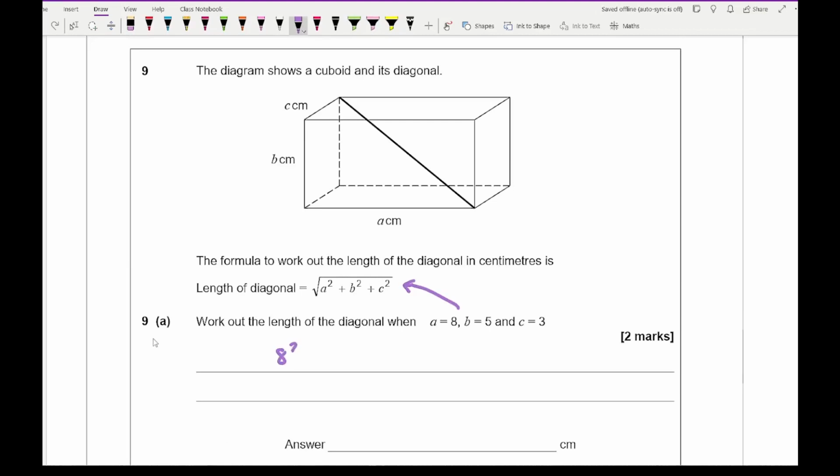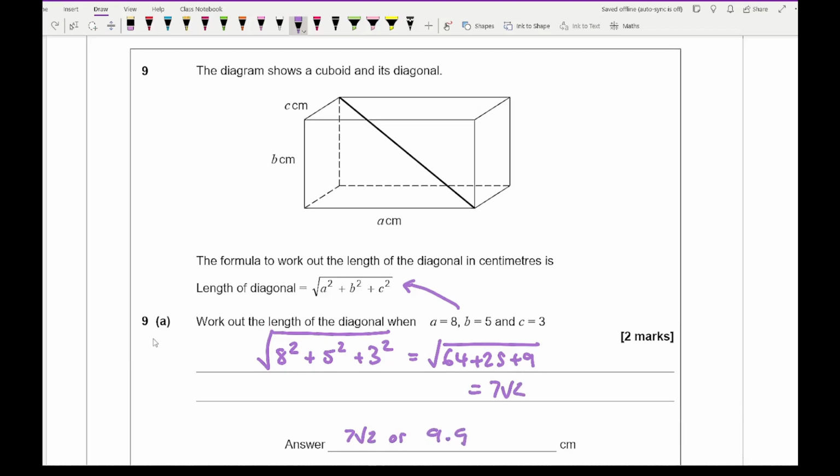So it's going to be 8 squared plus 5 squared plus 3 squared. And now you can enter all that in your calculator, or you could simplify it so it becomes 64 plus 25 plus 9. But ultimately what you should end up with is 7 root 2. So you can write your answer as 7 root 2 in exact form, or you could write it as 9.9.